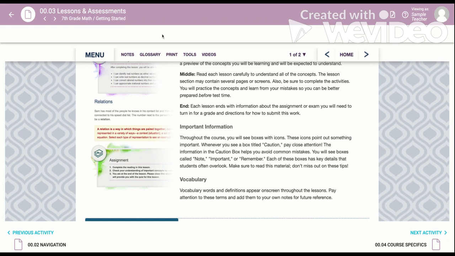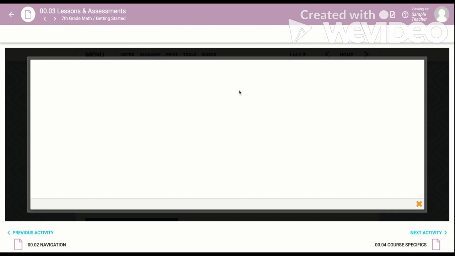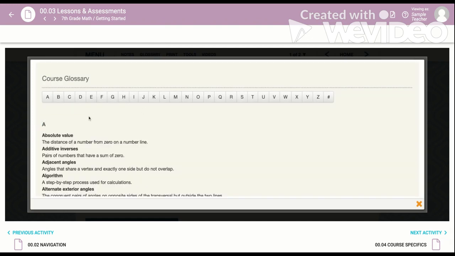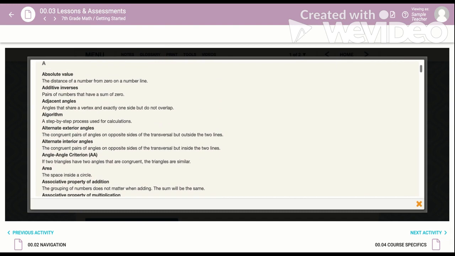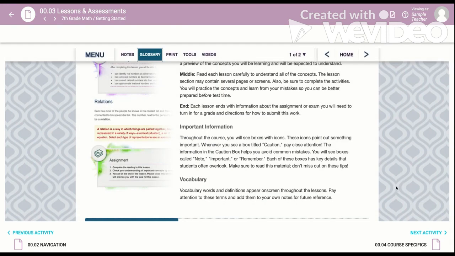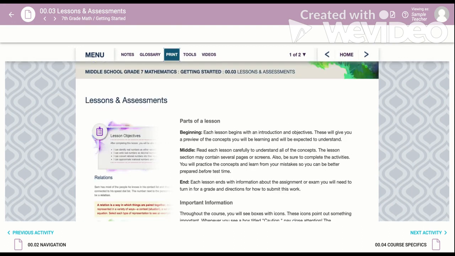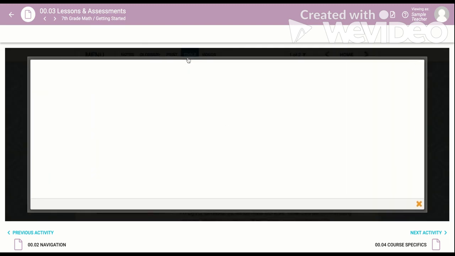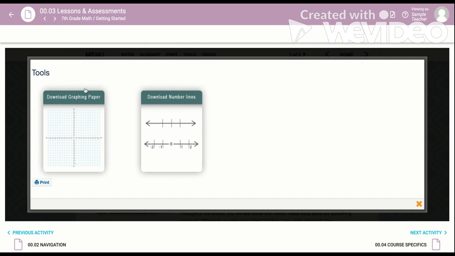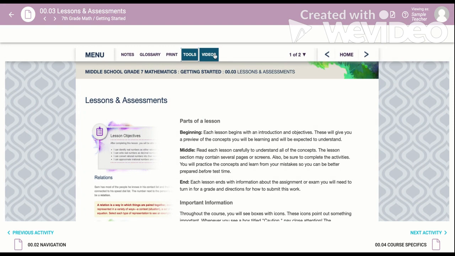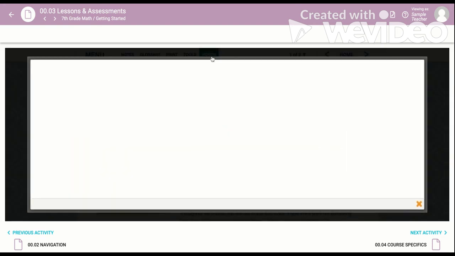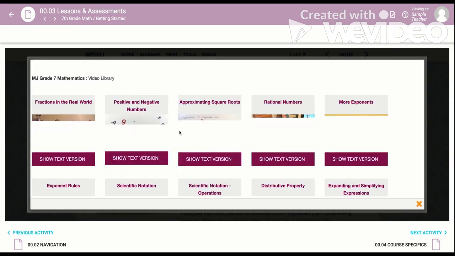So we can now see our tools again. We have our menu, our notes, our glossary. Remember, you can click on that to find definitions of the words that you might need to know. The print tool is kind of cool because if you do need to print your entire lesson, you can. The tools button, remember, you can download some graphing paper or you can download number lines if you would like to use those. And then videos, remember, are going to give you videos that could be helpful to you.